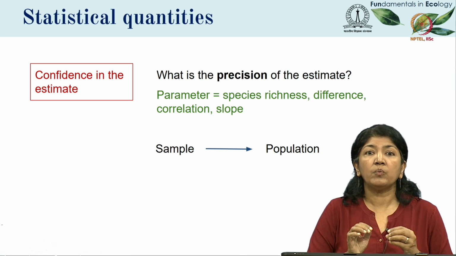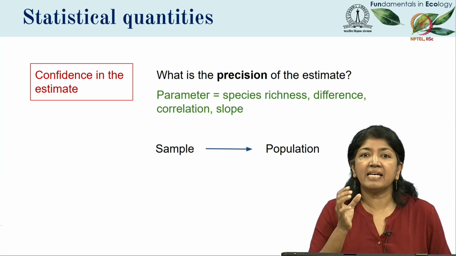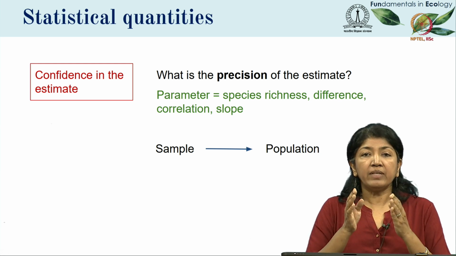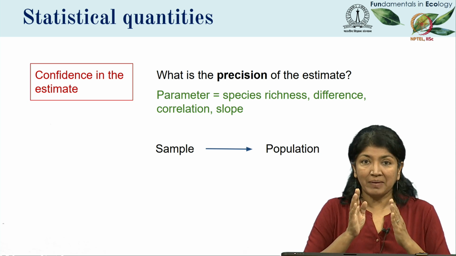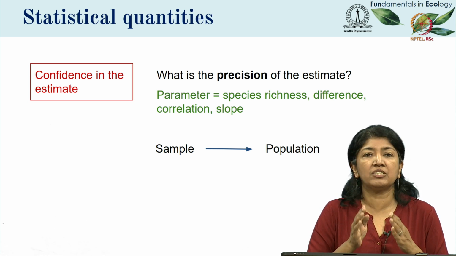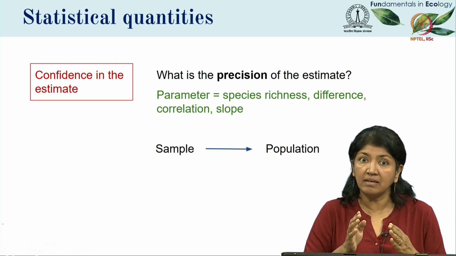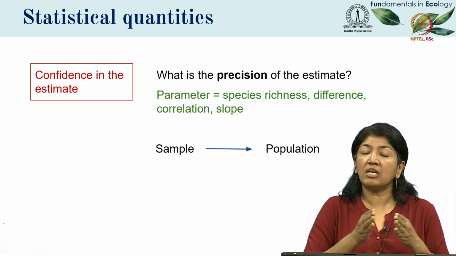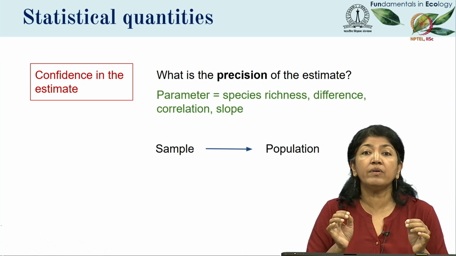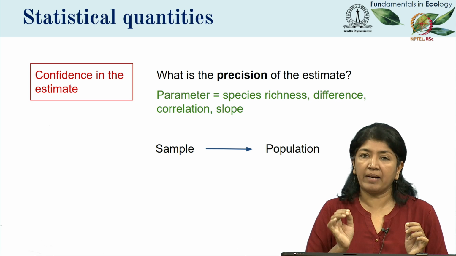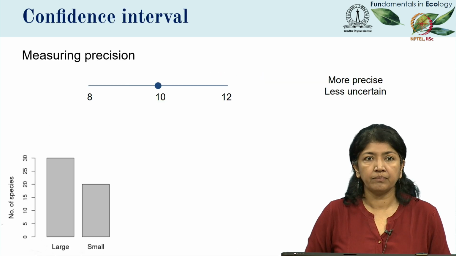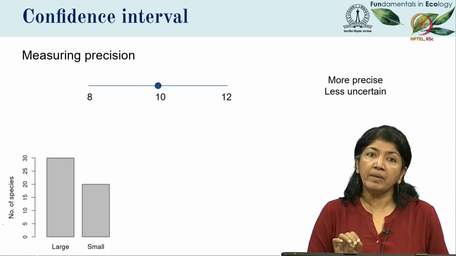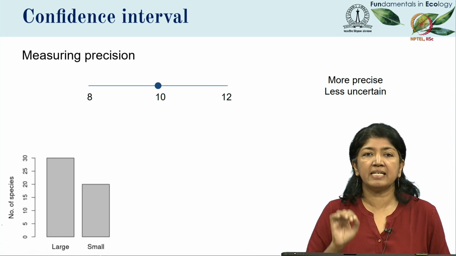For this, what we want to know is how precise the estimate is, what is the precision of the estimate. If the estimate is very precise, then we have been able to locate that true population parameter well. If the precision is not very high, then there is a lot more uncertainty. We are not so confident about where the population parameter lies. To measure precision, one of the most common quantities is the confidence interval.